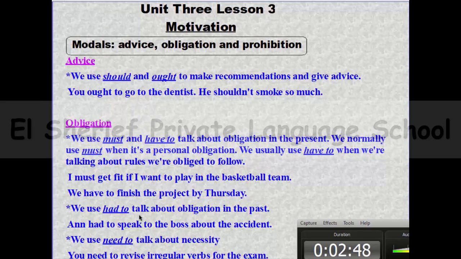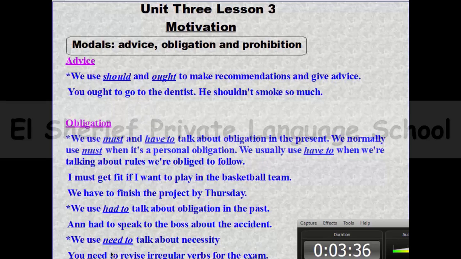We use had to talk about obligation in the past. Obligation for a personal and also for rules. So had to is the past of must and have to. Anne had to speak to the boss about the accident. We can say we had to finish the project last Thursday. It was the deadline. Okay?